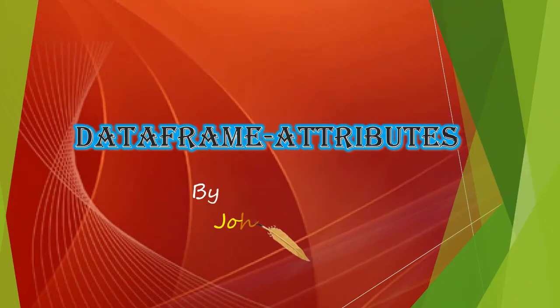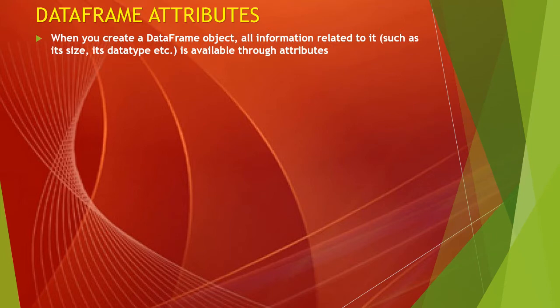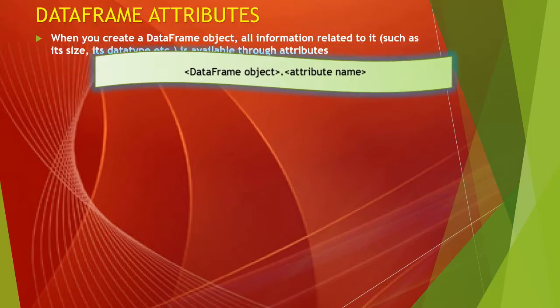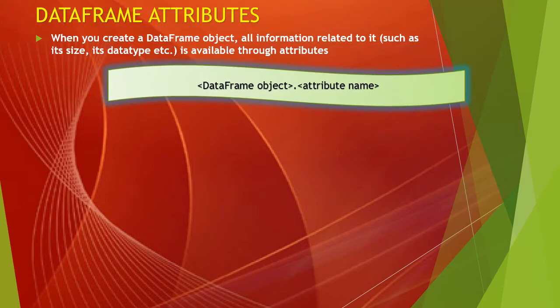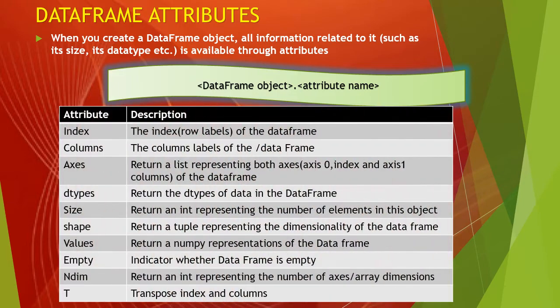We are going to see about attributes of data frame objects. You can use the attributes to find information related to them, like size, data type, and so on. If you want to see the attributes, we have to use the format data frame object dot attribute name. Some attribute descriptions are given.